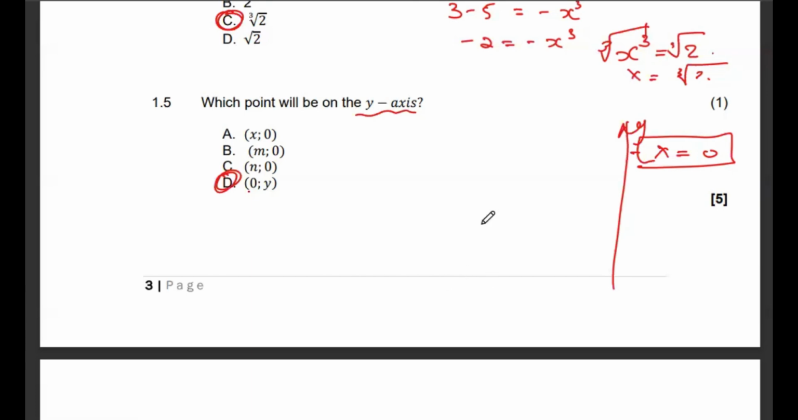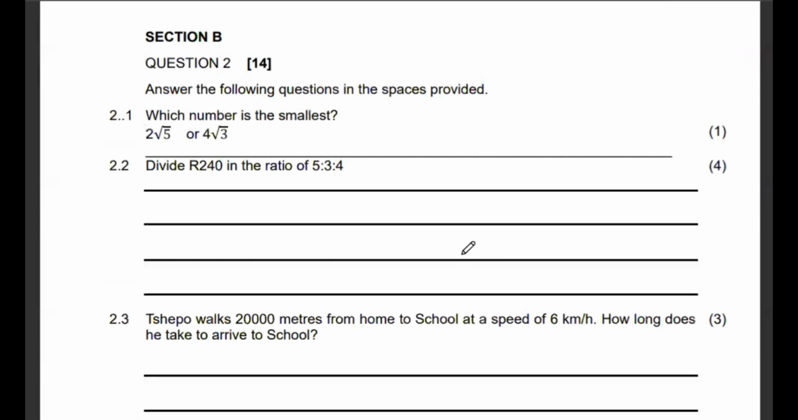Then question number 2, we need to use the spaces provided. They're asking us between these two numbers, which one is the smallest? Since we are allowed to use calculators, feel free to do the comparison. This is 2 root 5, and this is 4 root 3. Let's punch it in: 2 root 5 gives us 4.47 and so on. And 4 root 3 gives us 6.928 and so on. So which one is the smallest? It's going to be 2 root 5.